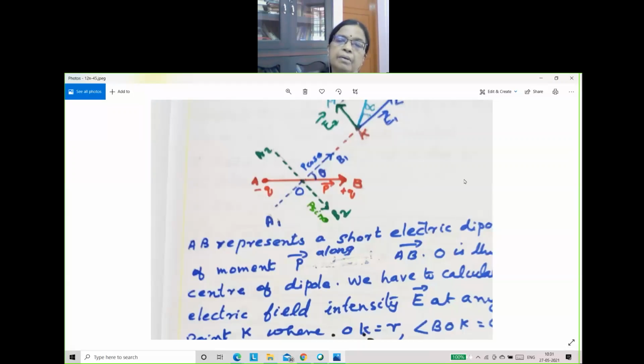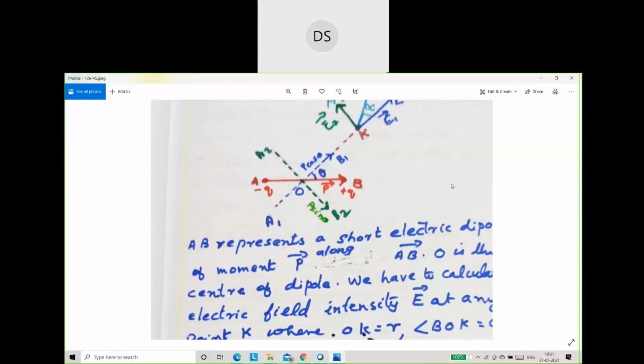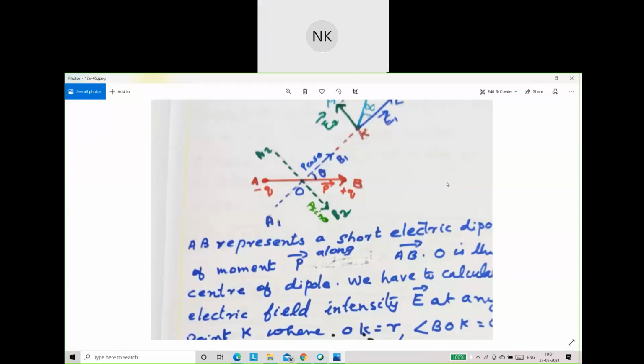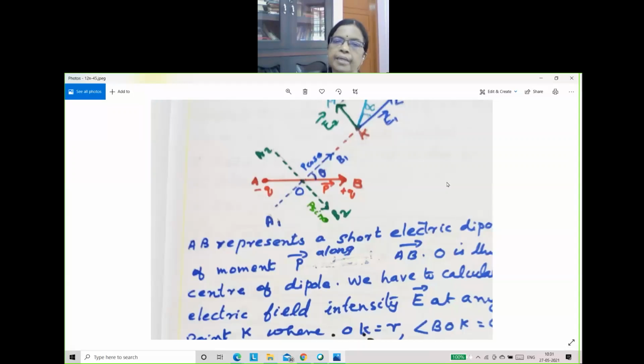When it is along the axial line, K is along the axial line, what is theta? Value. Aisha, what is theta?